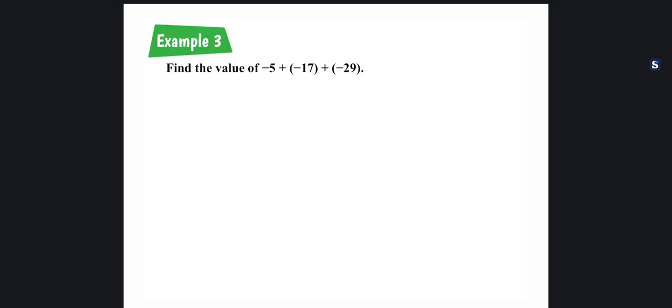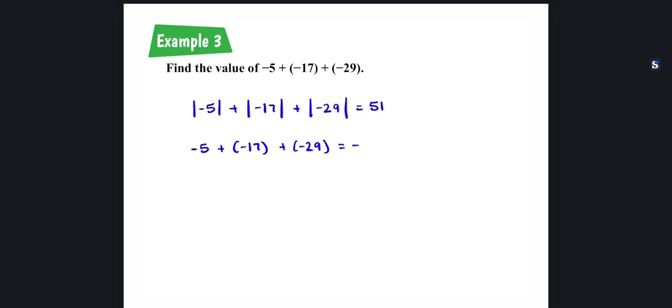When adding integers with the same sign, you can add the absolute value of each number and then use the common sign for the sum. In this problem, all of the numbers we're adding are negative numbers, so we can find the absolute value of each value, find their sum, and then use the negative sign. The absolute value of negative 5 plus the absolute value of negative 17 plus the absolute value of negative 29 equals 51. Since all of the numbers are negative, our final answer is negative, so negative 5 plus negative 17 plus negative 29 equals negative 51.